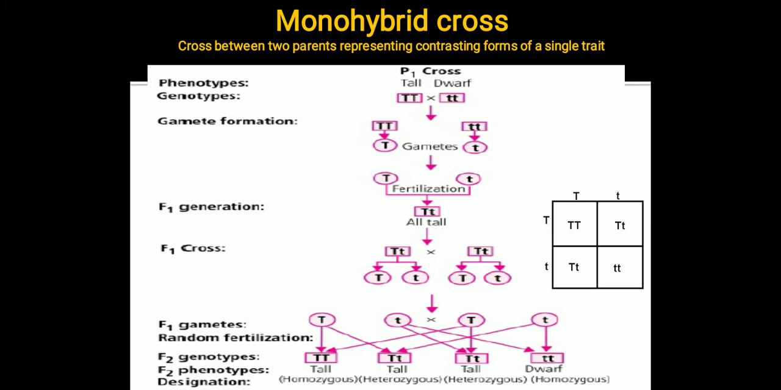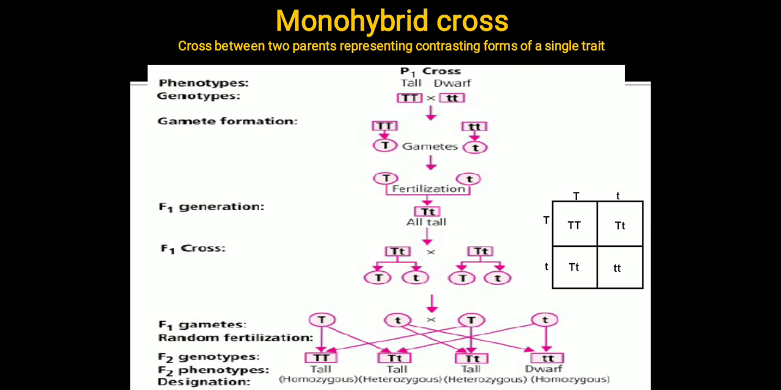Mendel performed cross pollination between the flowers of plants raised for particular characteristics, here a monohybrid cross between the tall and the dwarf or short plant. First, phenotype and genotype. The structural or morphological expression of the organism is called the phenotype, and the genetic expression of the organism is called the genotype.